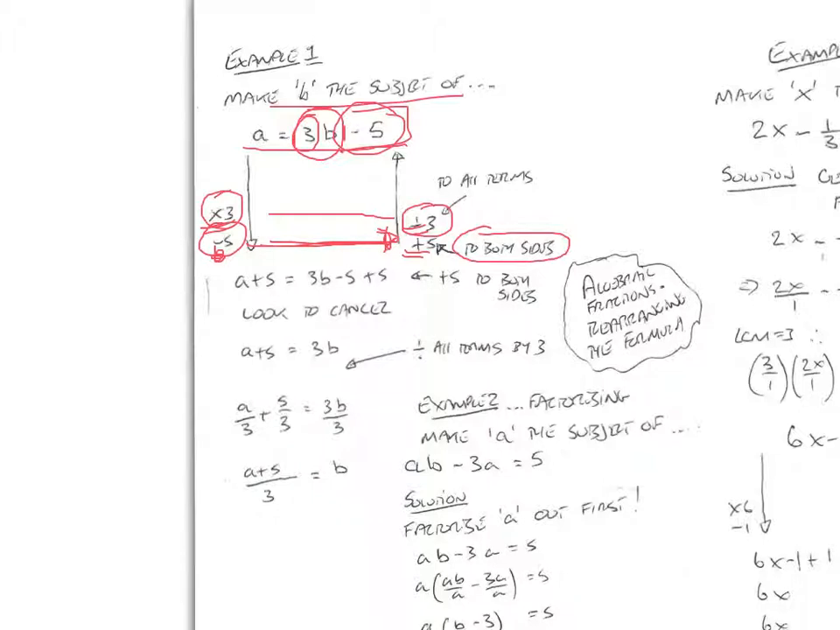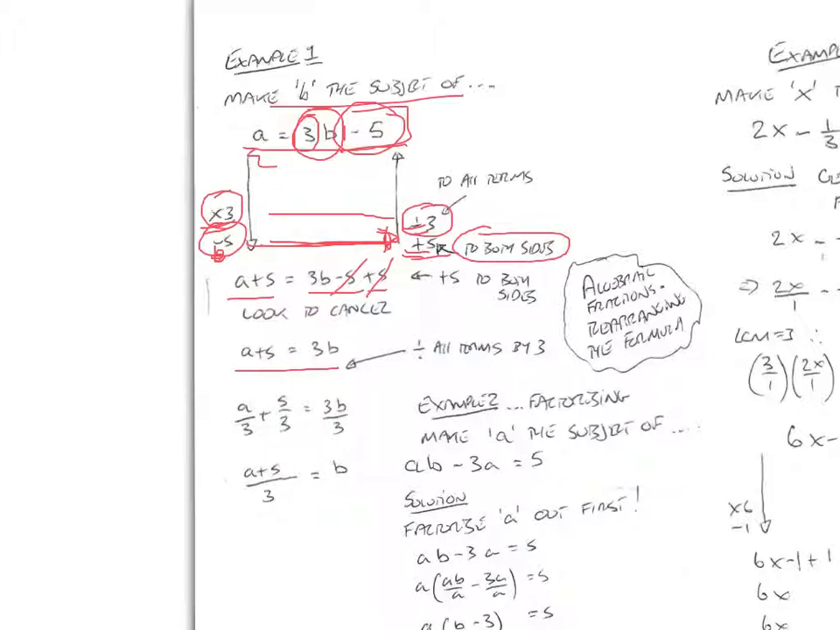And that's what we do all the time. So let's add 5 to both sides. Okay, so that means that we'll have a plus 5 equals 3b minus 5, which is what we had anyway, plus 5. We'll look to cancel, and we'll see that this minus 5 plus 5 disappears, so there's nothing, 0. So now that leaves us with a plus 5 is equal to 3b.